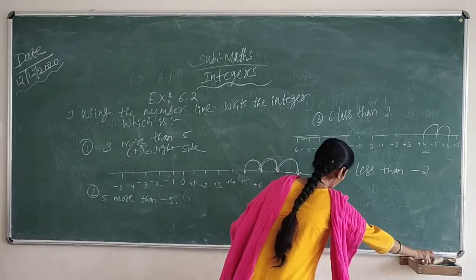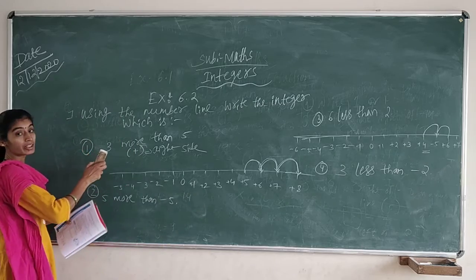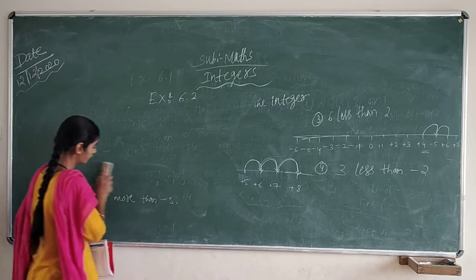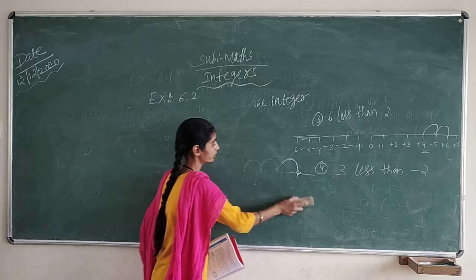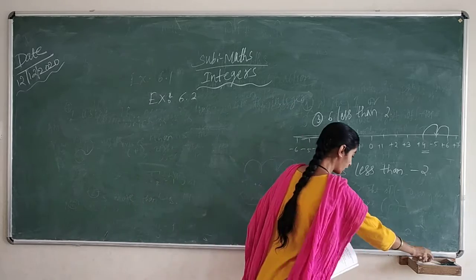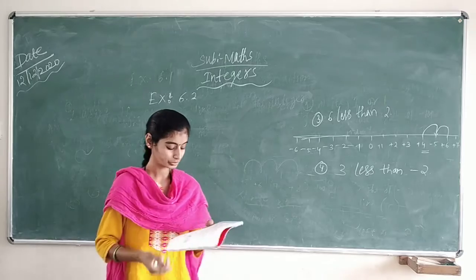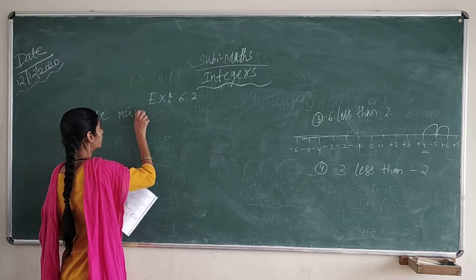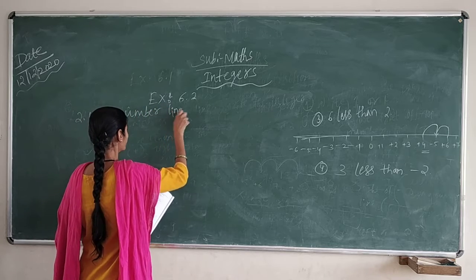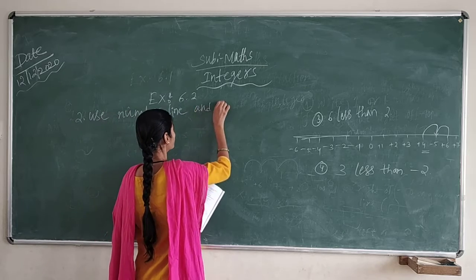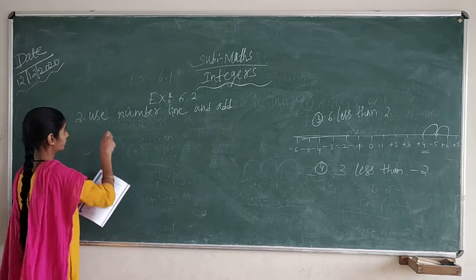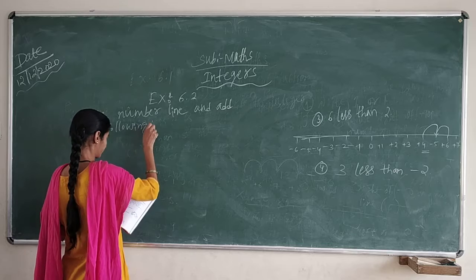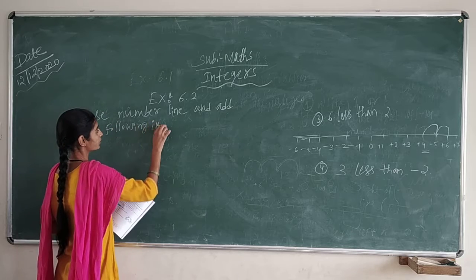Second bit. Okay. Use the number line and add the following integers. This bit is also similar to this. They have given the integers, children. You need to first solve them, then you have to draw the number line for it. Okay. Use the number line and add the following integers.